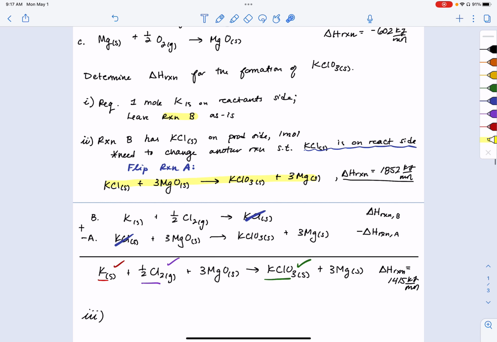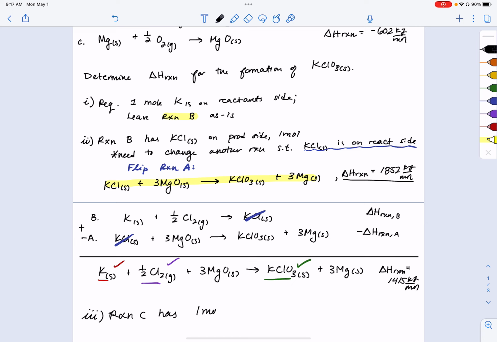Let's look also at what else we have. We have magnesium oxide on the reactant side in our reaction that we're using to try to build our reaction of interest, and reaction C has magnesium oxide on the product side. So again, the placement of these substances is good.